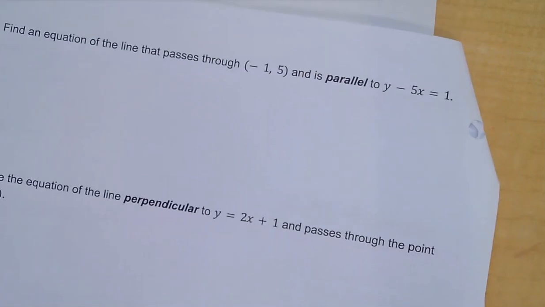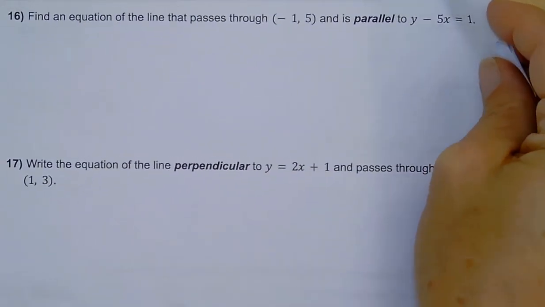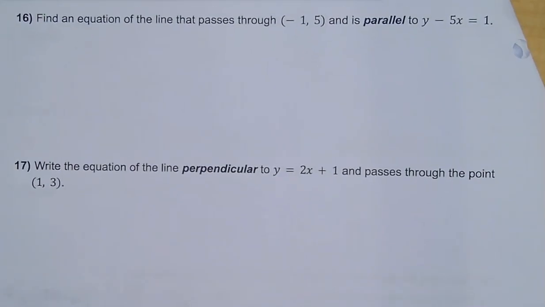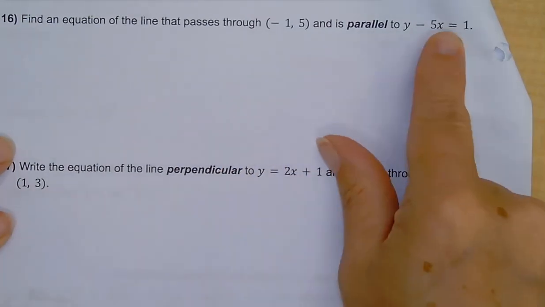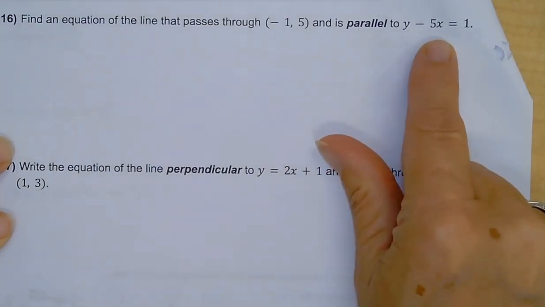We're going to find an equation of a line that passes through these two points and is parallel to y minus 5x equals 1. Well, if two lines are parallel, remember that their slope has to be exactly the same. Parallel lines have the exact same slope. So, if I need it to be parallel to this line, I need to figure out what the slope is.